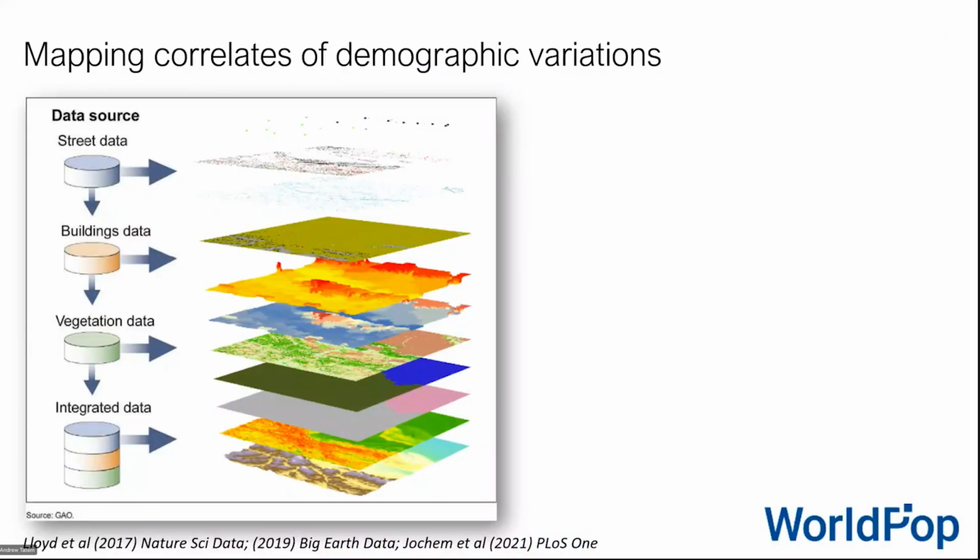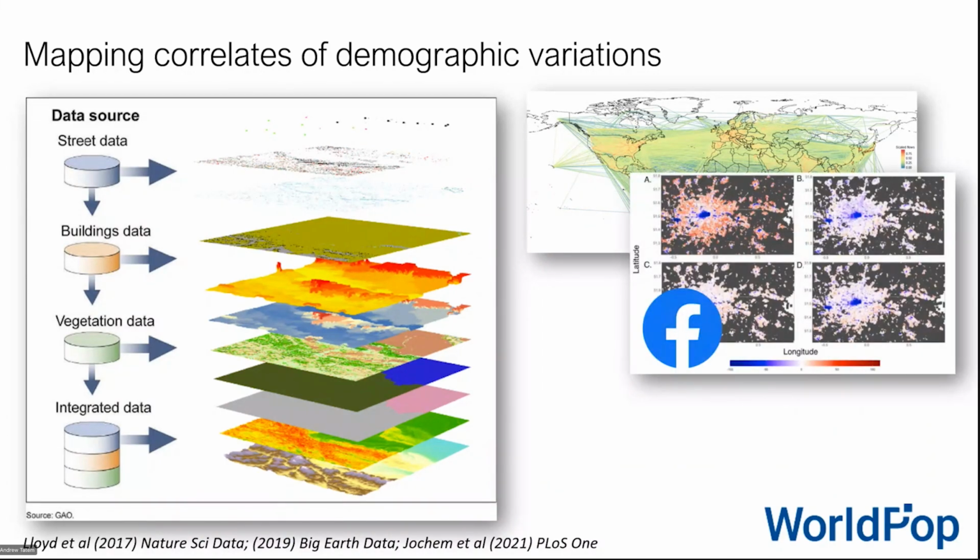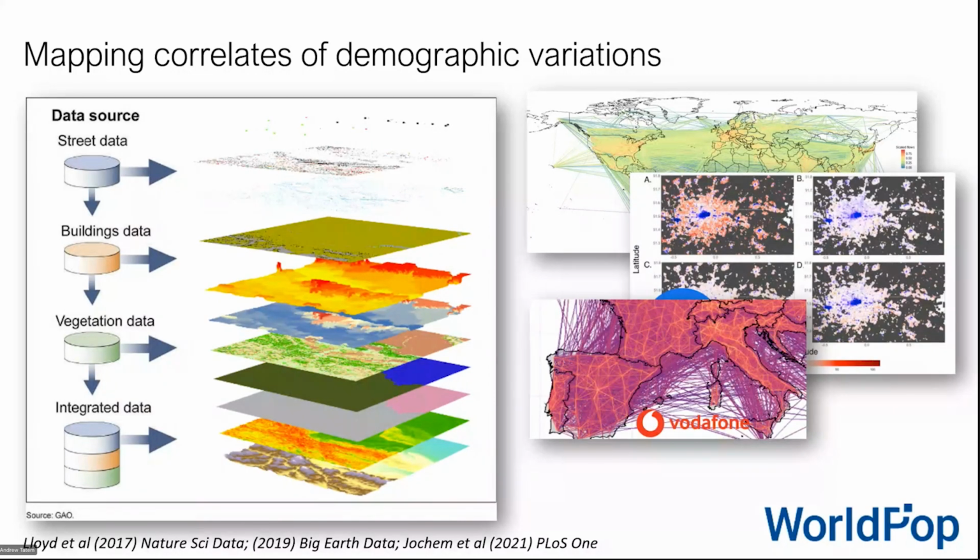And WorldPop, this involves then adding to this stack of data. So whether it's a partnership with Google to look at the proportion of Android devices moving between grid squares, using data produced from the Meta Data for Good program to estimate changes in Facebook users, or working with mobile phone companies using call detail records.